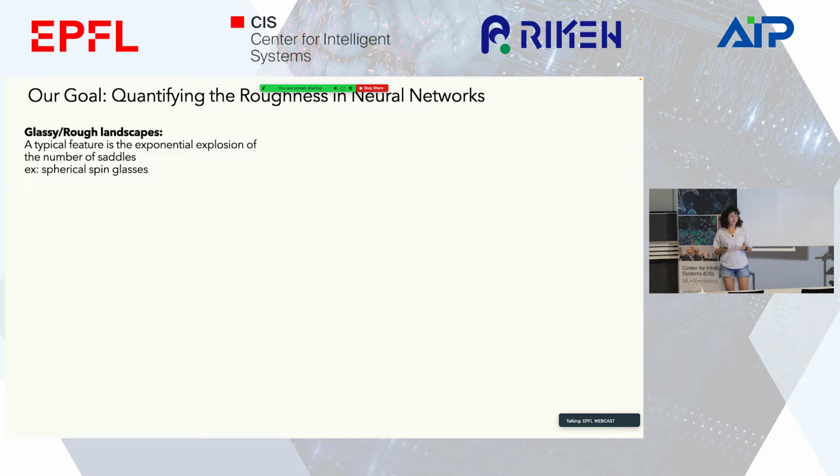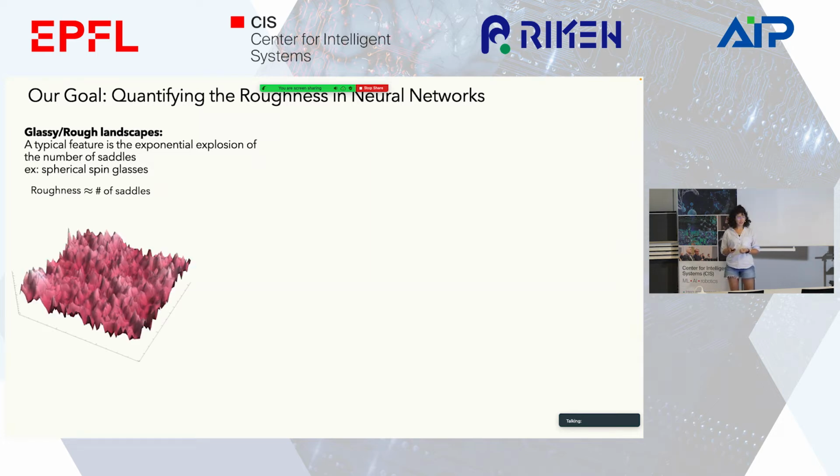So let's start with glassy landscapes again. In complex landscape literature, glassy landscapes typically have an exponential explosion of the number of saddles. Again, I'm using the example of the spherical spin glasses. Or we can also say the roughness is the number of saddles, or the explosion rate of the saddles. And typically, these landscapes are very high dimensional. But just to have some intuition, I'm showing you a two-dimensional picture here that looks rough in the sense that there are a lot of saddle points in between these mountains that we are seeing.